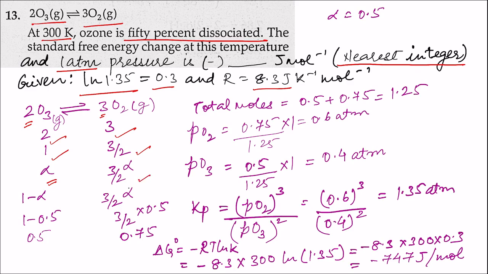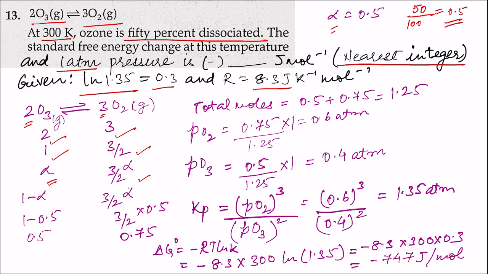How to find the degree of dissociation? It is given in the question that ozone is 50% dissociated. 50% means out of 100, 50 moles is dissociated. If initially 100 moles is present, then 50 moles is dissociated. Therefore, out of 1, how many moles will be dissociated? Out of 100, if it is 50, then out of 1 it will be 50 by 100, which is equal to 0.5 moles. And this is the degree of dissociation denoted by alpha.